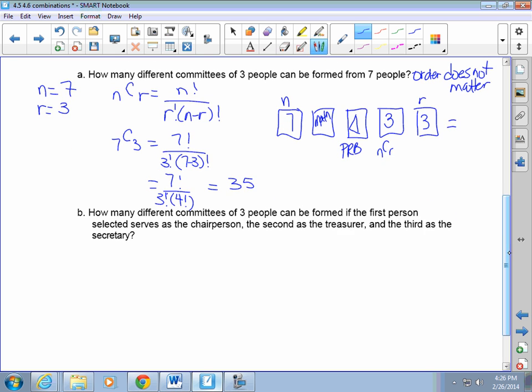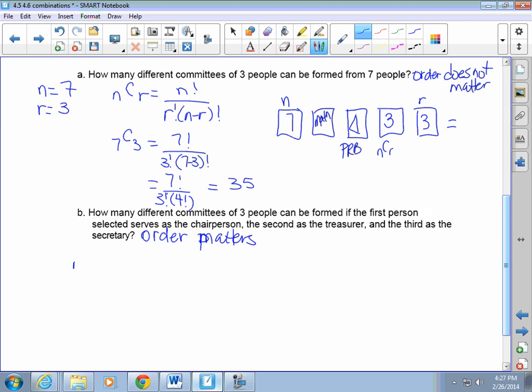Okay, so B part says, how many different committees of 3 people can be formed if the first person selected serves as chairperson, the second person is treasurer, and the third person as secretary? So in this one, the order matters, because you have specific spots where you're putting them into. So this one is a permutation.